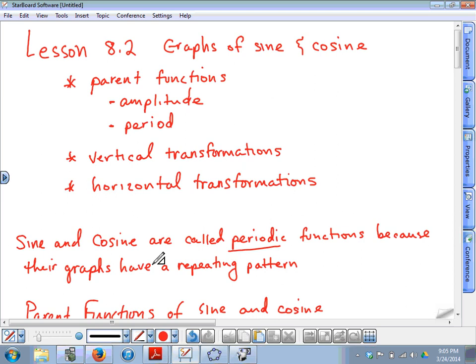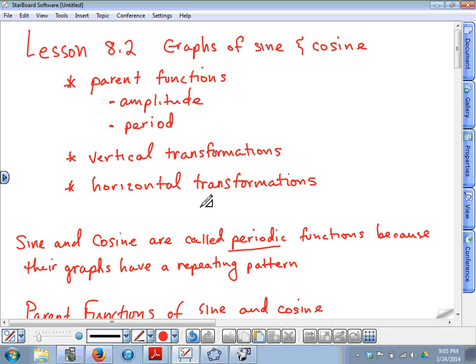Okay, this is lesson 8.2. It's really section or chapter 5, but it's the 8th unit, so 8.2, talking about the graphs of the sine and the cosine function.